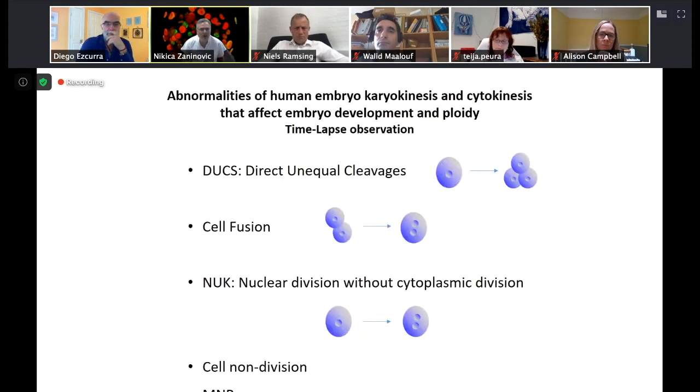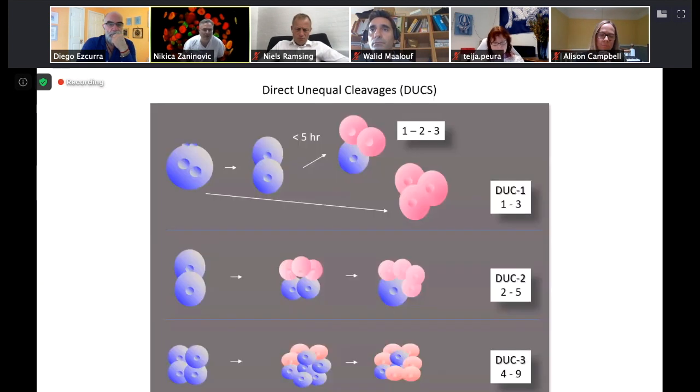Now, we are looking a lot at abnormalities, and we discovered quite a bit of abnormality in human embryo development. Number one is DUC, which is direct unequal cleavage, which is cleavage from 1 cell to 3 cells. This is happening in about 25% of embryos, so it's very frequent. The other thing is cell fusion. We can see nuclear division without cytoplasmic division, and we can see cell non-division in MMB.